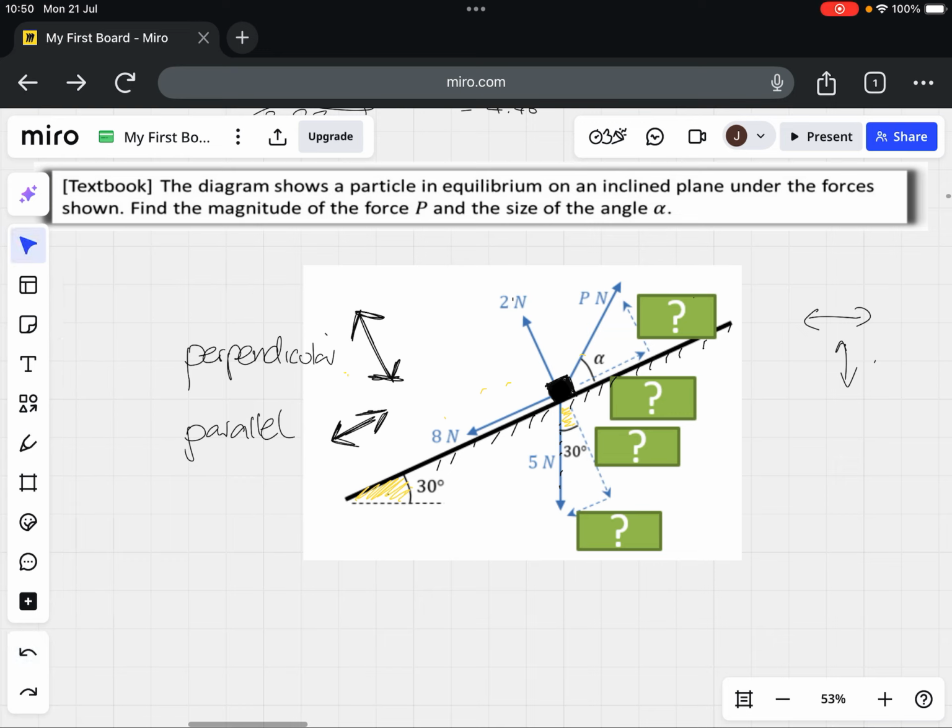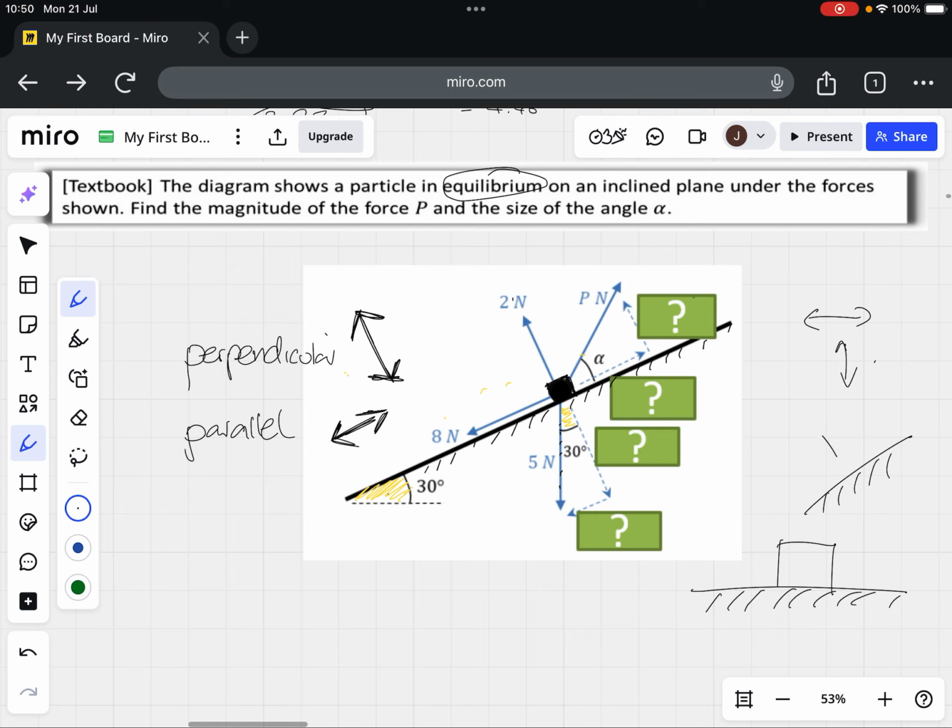But let me just show you the situation first. So it says the diagram shows a particle in equilibrium. So equilibrium, that's why we're going to be doing these perpendicular and parallel, and we're going to set them equal to each other. It's on an inclined plane. So an inclined plane, think back to when you were doing year 12 mechanics, when you had a block on a table, okay? Well, that's what's going on here. It's just that we are turning it, okay? So it's at an angle.